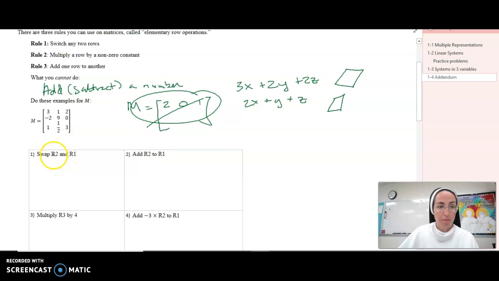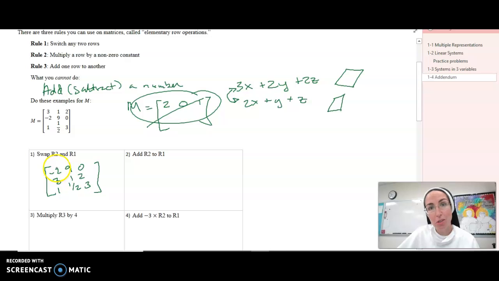We can swap any 2 rows. So let's swap row 2, which I've written R2, and row 1, which I've written as R1. So I could write -2, 9, 0, and 3, 1, 2, and leave row 3 unchanged. Why can I just swap any row? Because what I'm doing is I'm swapping systems of equations. So it doesn't matter which one I write first. I can write them in any order. That's nice. If you have a 1, you might want to put that up on the top because you want a 1 in the upper left corner.